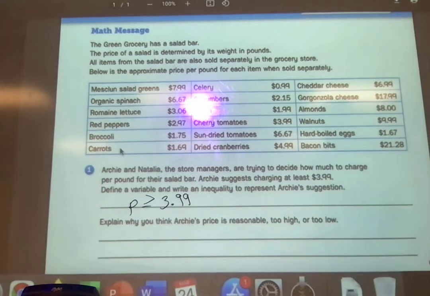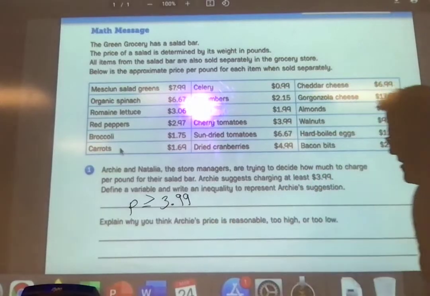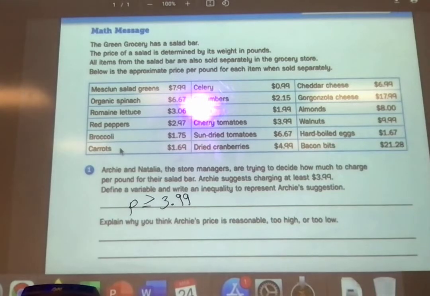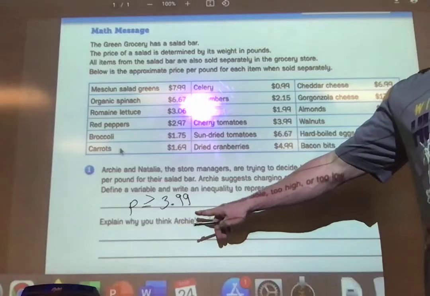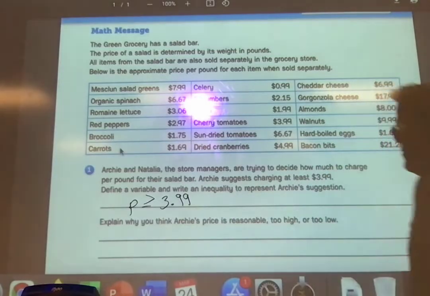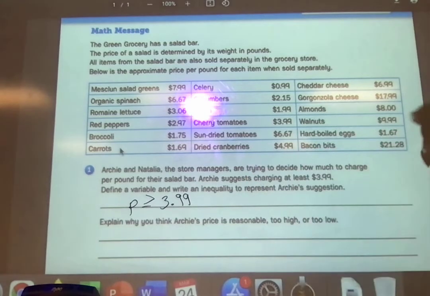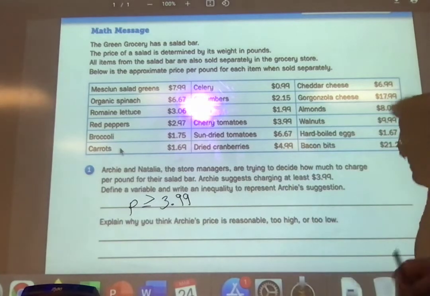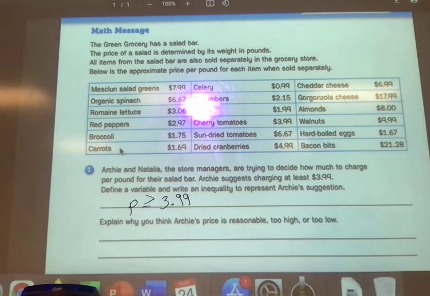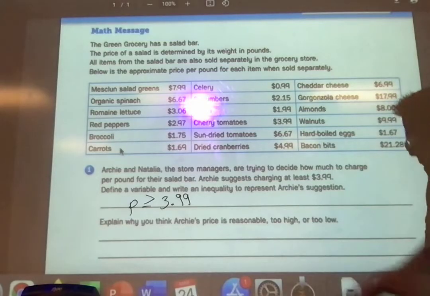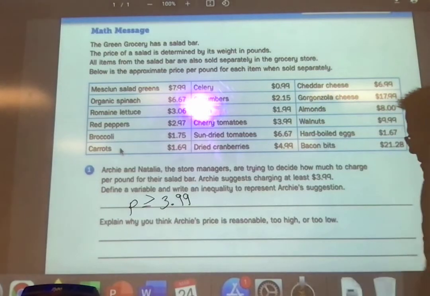If you only charge $3.99, for example, down here, explain why you think his price is reasonable. Is it too high or too low? Well, if you charge $3.99, it's going to be too low. You would lose money. There's a lot of things up here that cost more than $3.99. So if you start piling a lot of that onto your salad, they would actually be losing money. So they would charge a little bit more than that. I'm not going to write all that down, but I would say that's a little bit too low for the price. They're going to set it higher, you're going to see here in a minute.